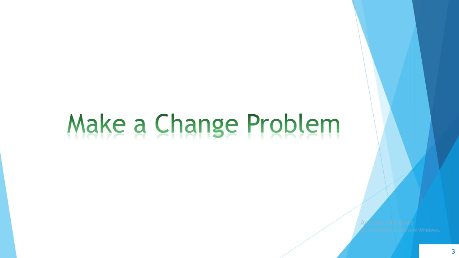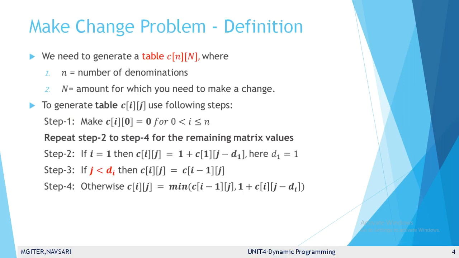For solving this problem using the dynamic approach, we need to build a table in which rows correspond to denominations and columns correspond to 0 to N units. Now here we see how we generate the table for the dynamic approach. Table C of n, where small n means the number of denominations, denominations meaning coins, and capital N is the amount for which we need to make change. We generate a table of C of i, j.